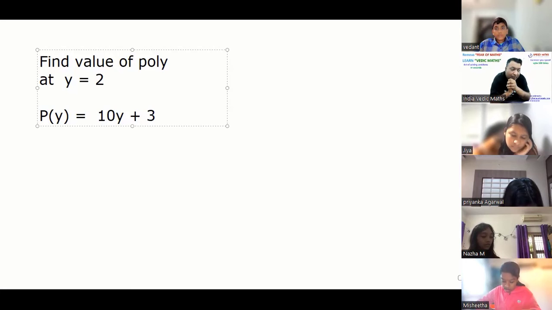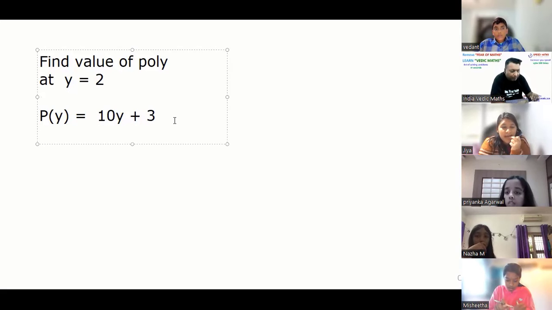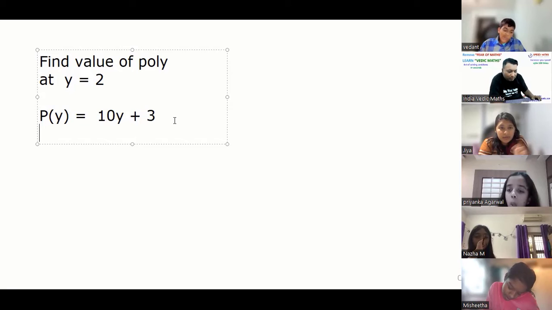You cannot say 20y because you already put y equal to 2, so it becomes 20 only. I have a question. Yes. So would we do 10 plus 3, or for the next step, would we do P of 2 equals 10 times 3 or 10 plus 3? Very good question.